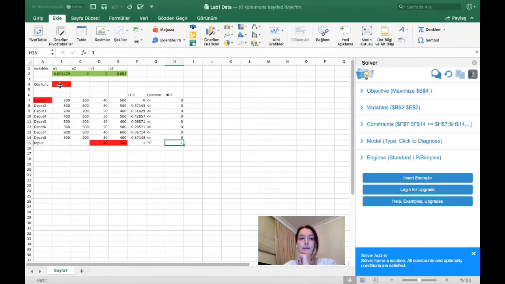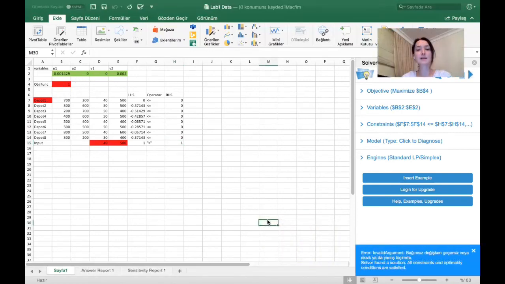As you see here, we have found an optimal objective function value of 1. It means that this depot is an efficient unit. In the online lecture, we will continue with other depots.